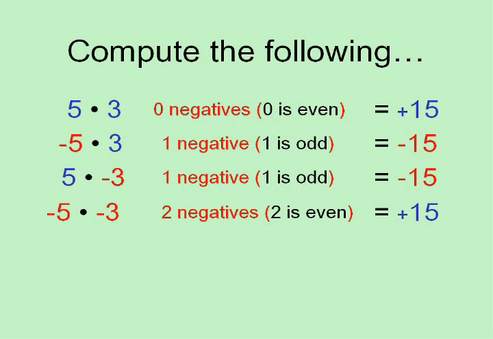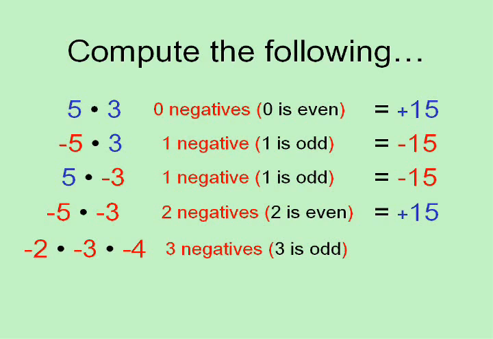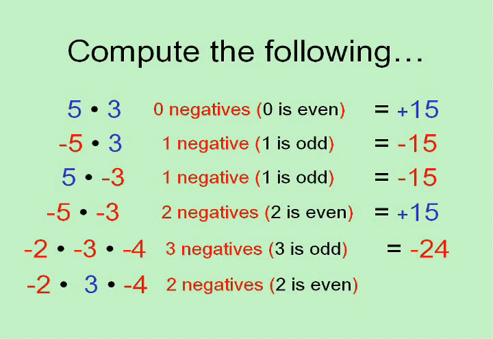Now what if we have more than 2? For instance, in this problem, negative 2 times negative 3 times negative 4. How many negatives are there? Well, there's 3, and 3 is an odd number. So the answer is going to end up being negative something. Well, what's 2 times 3 times 4? No problemo. It's going to be negative 24. In this problem, it doesn't matter where the negatives are. It matters how many there are. This one has 2 negatives. 2 is even. So all of this is going to come to a positive 24.